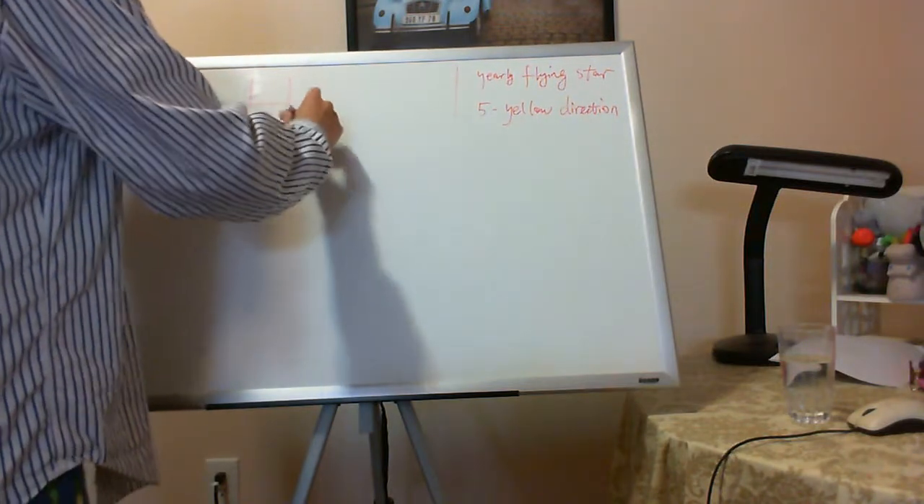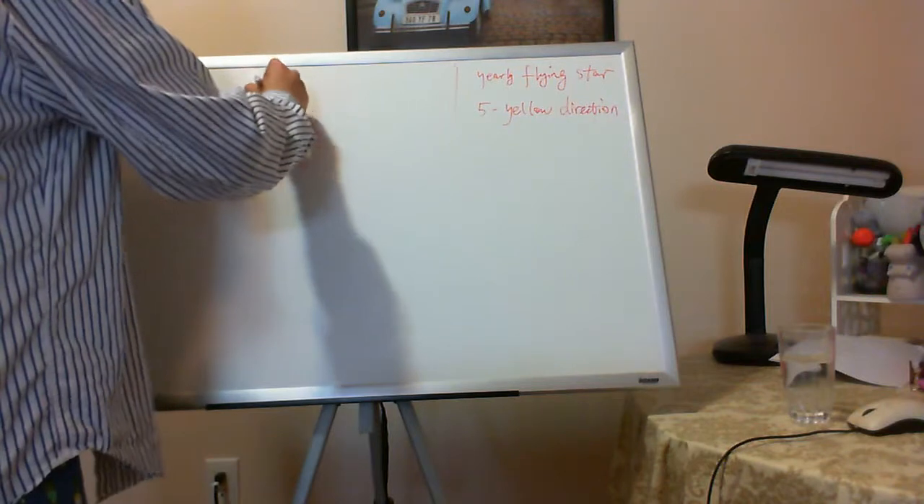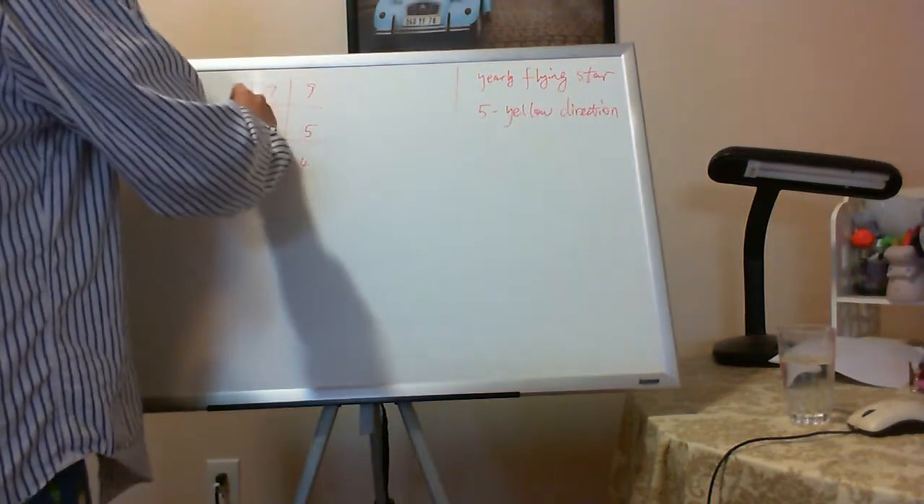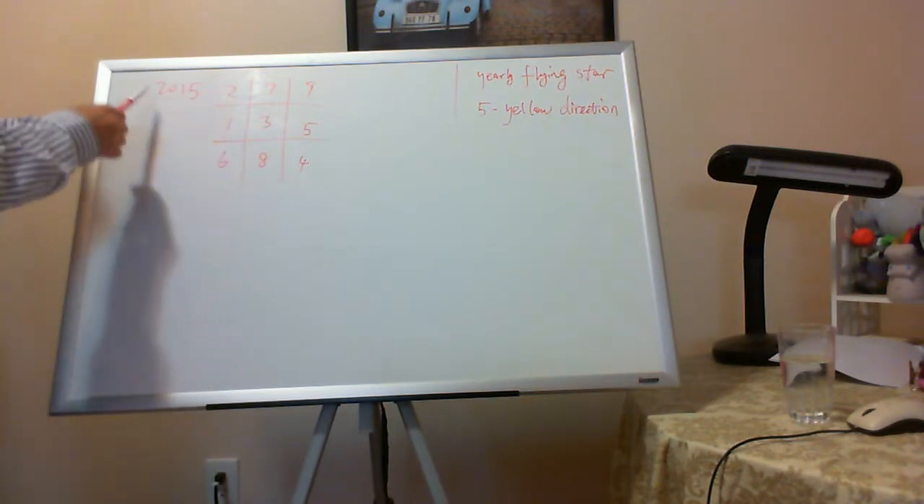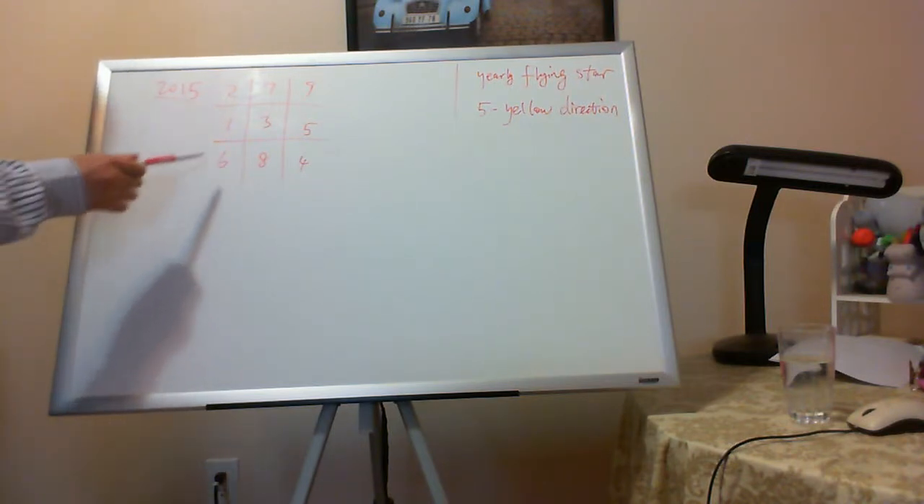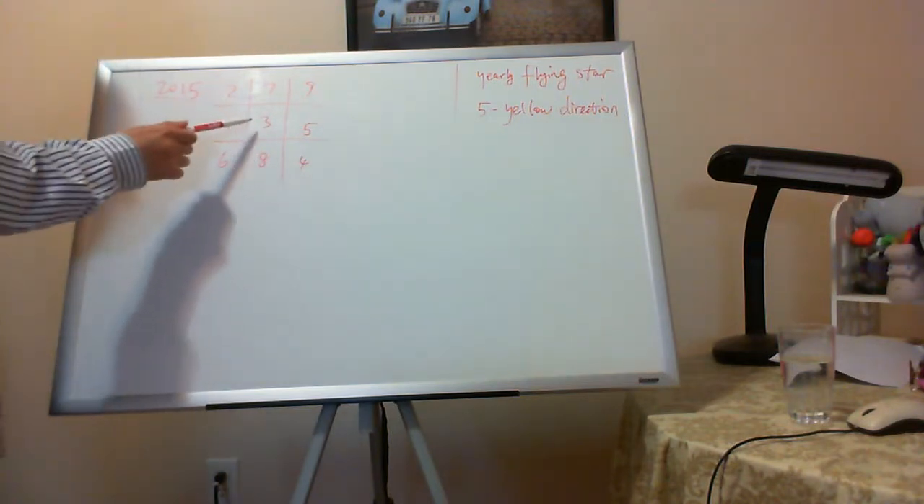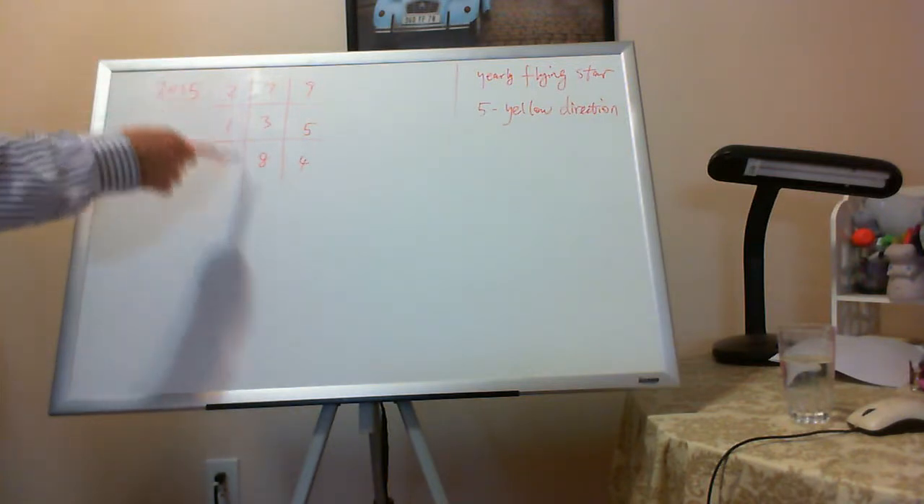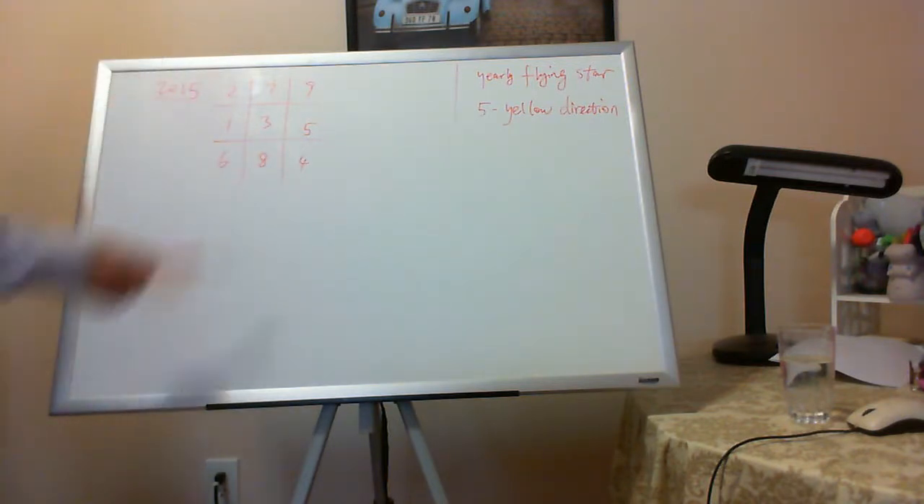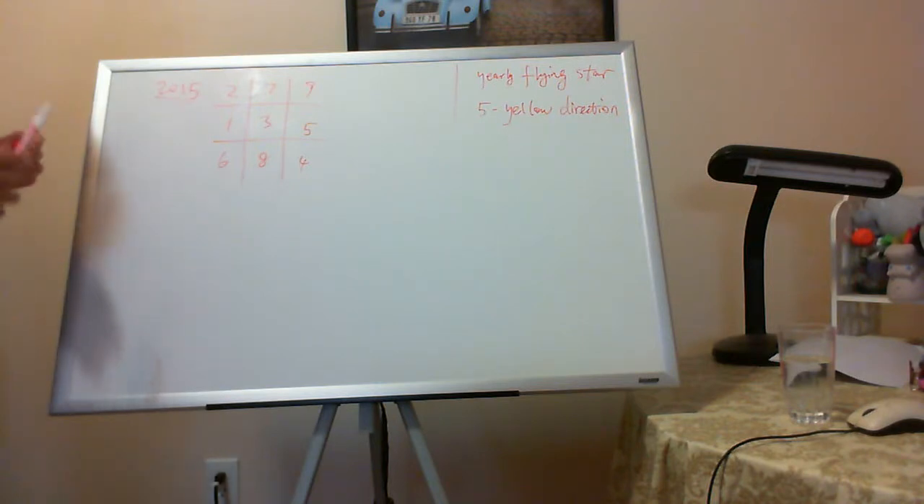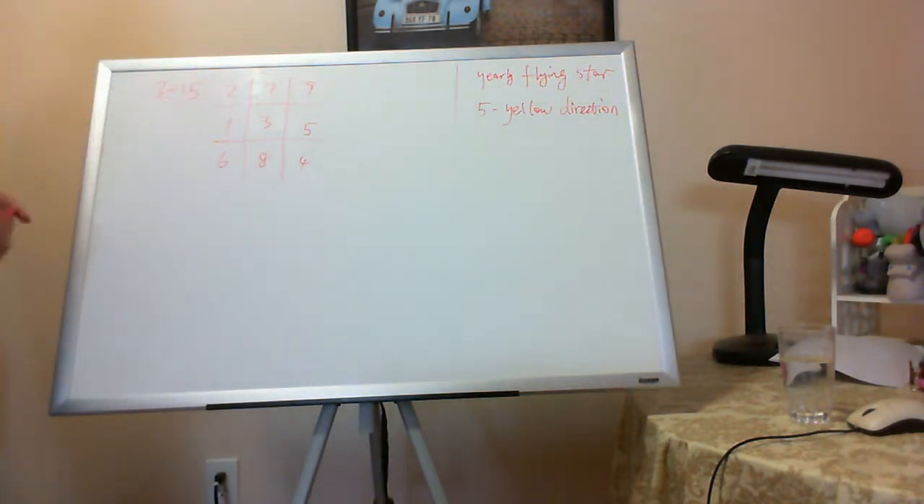3, 4, 5, 6, 7, 8, 9, 1, 2. Okay, so for 2015, star 3 is in the center, and then all other stars will fly forward. So it's always fly forward. So how do I know that the yearly flying star map for 2015 is like this?